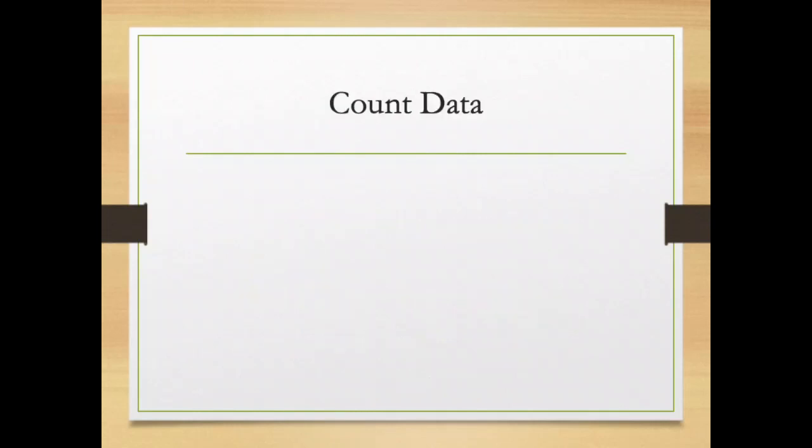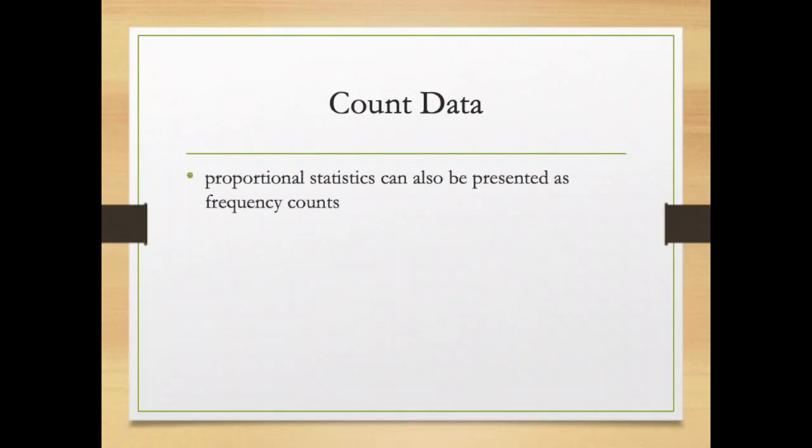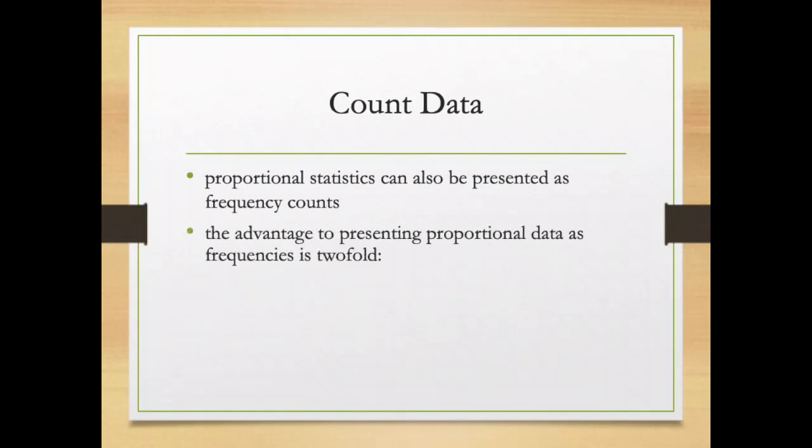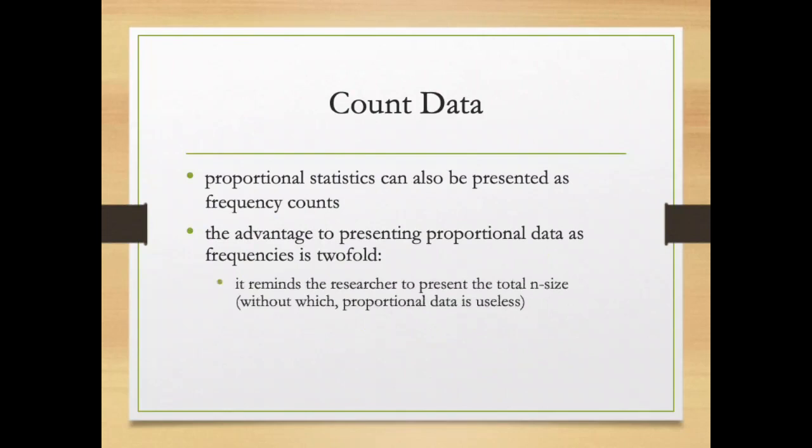Although the z-test of proportions allows for a direct analysis of proportions in a way that can be presented in a conceptually intuitive way, we can also carry out these analyses using count data. Count data is often a better choice for the presentation of proportional data for two major reasons. First of all, it reminds the researcher to present the total n size. And this is very important because without the total n size, proportional data is entirely useless. You just know what the proportion is for a particular sample, but you don't know how many people were actually assessed. You really don't have a good idea as to how accurate that proportion can be considered to be.